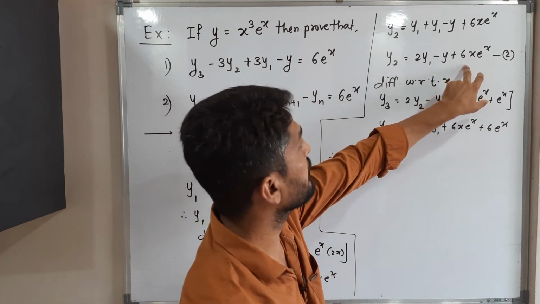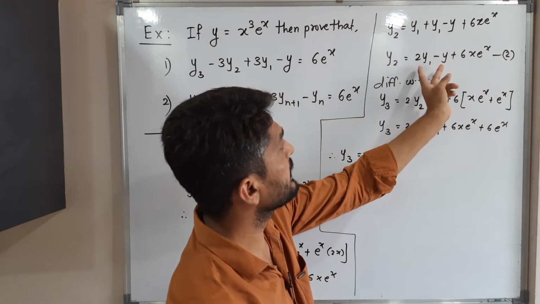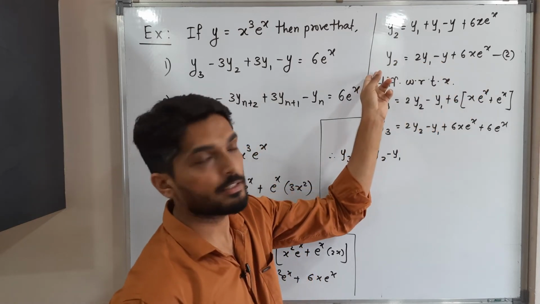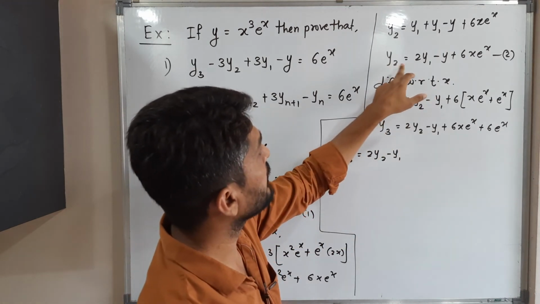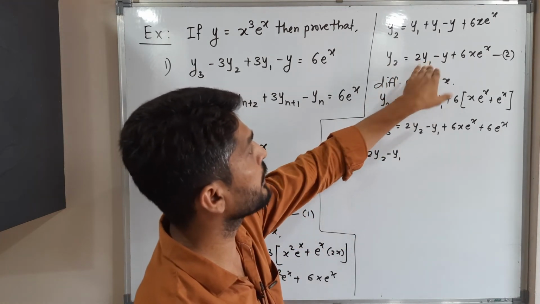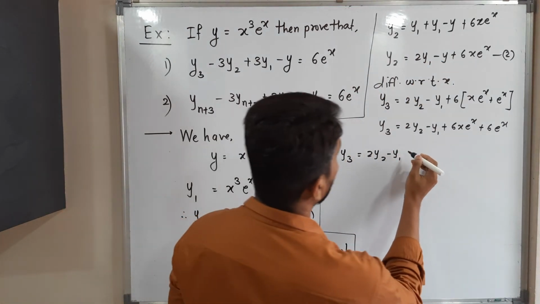Okay, so can you tell me what will be the value of 6x e raised to x from equation 2? Simply these two terms you have to shift in left hand side, then you will have the value of 6x e raised to x. What will be its value? y2 minus 2y1 plus y. If you shift these two terms on this side, you will have the value of 6x e raised to x. That value I am going to put it here.